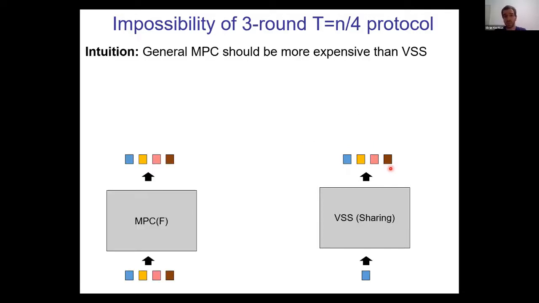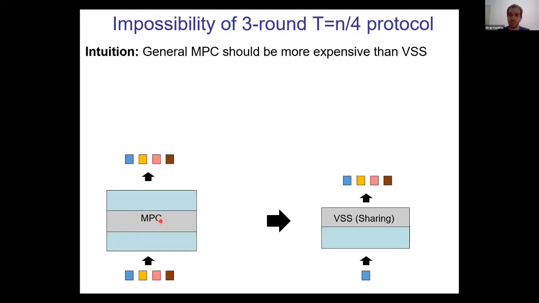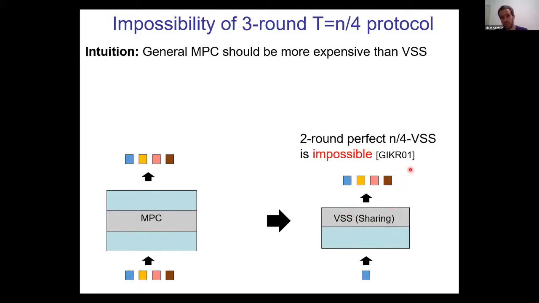And therefore, our intuition is that a general functionality that mixes the inputs of the parties should be more expensive, should take more rounds than VSS. And one way to formalize it is to show that if we have a 3-round protocol for general MPC, then we should have a 2-round VSS protocol. And again, by the impossibility result of GIKR, this is impossible. And so we get a contradiction, and a 3-round protocol for general MPC should be impossible. And this is exactly what we do.